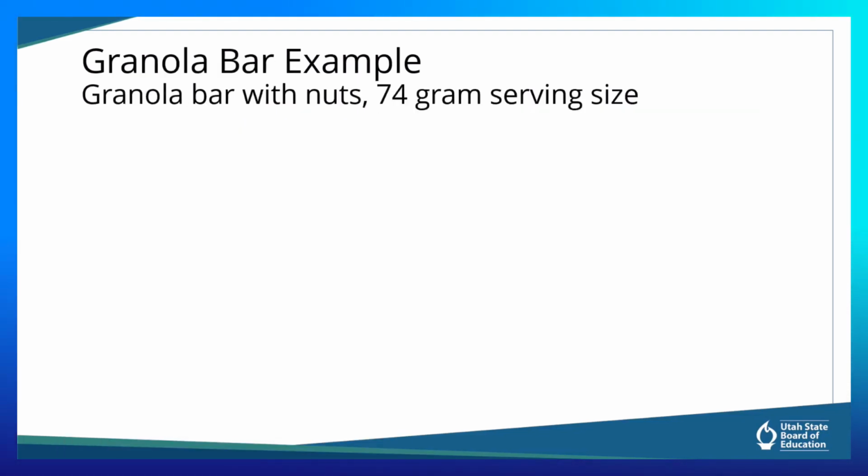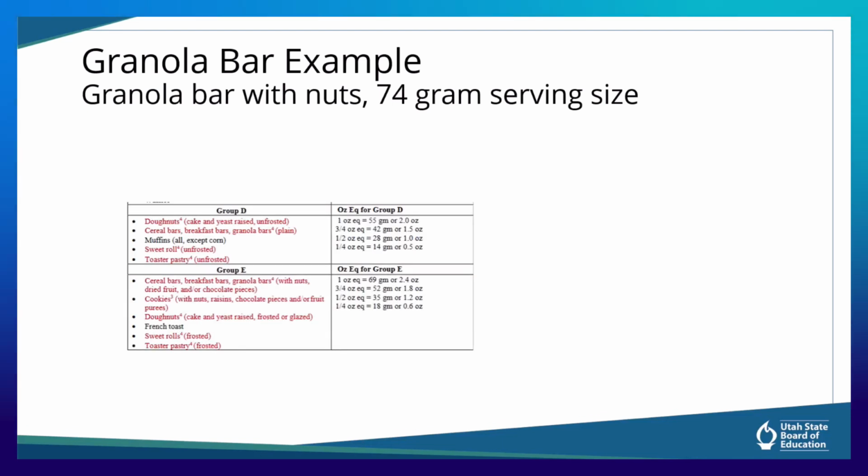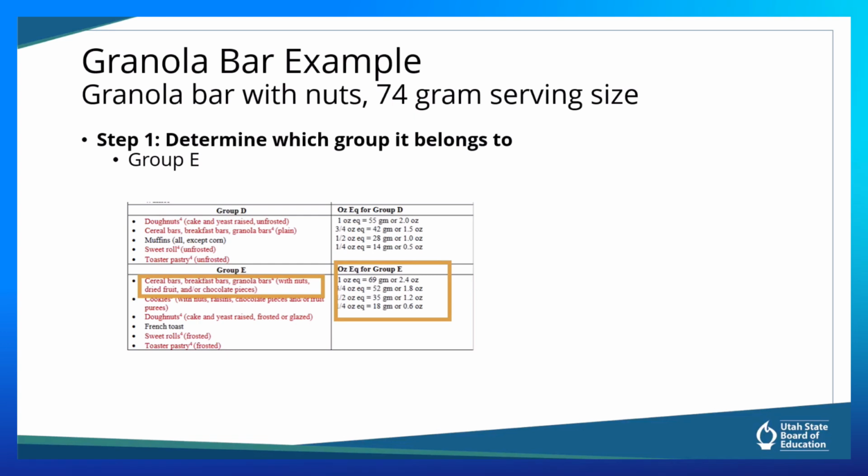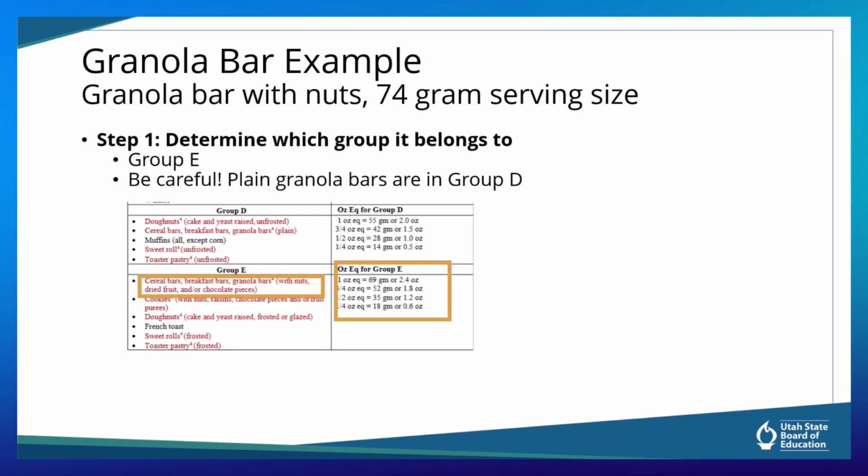Let's try another example with a different product. Let's say you have a granola bar with nuts that weighs 74 grams. We can credit it using Exhibit A. Step 1 is to determine which group it belongs to. Looking at Exhibit A, we find that granola bars with nuts, dried fruit, or chocolate belong to Group E. Please be careful when grouping. Plain granola bars are in Group D, and assigning your product to the wrong group can result in incorrect crediting.